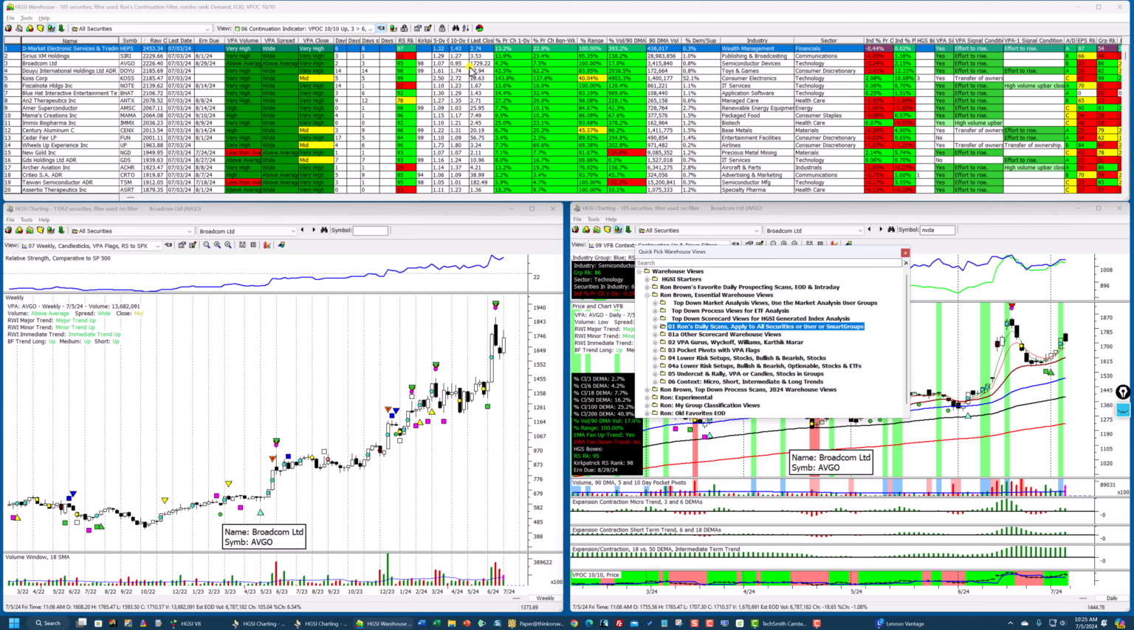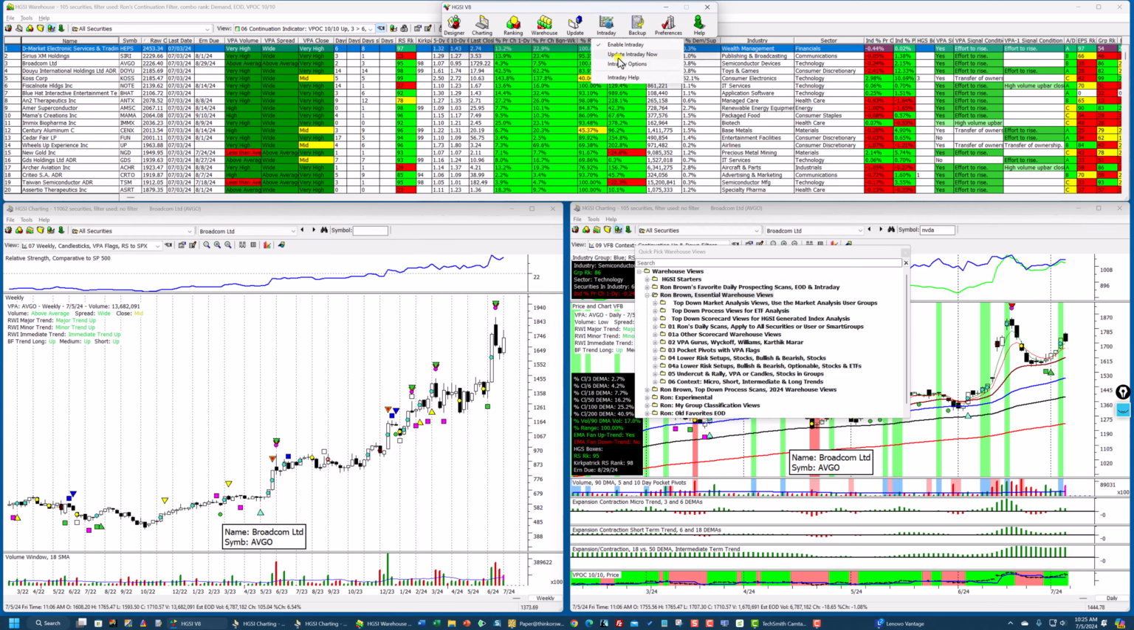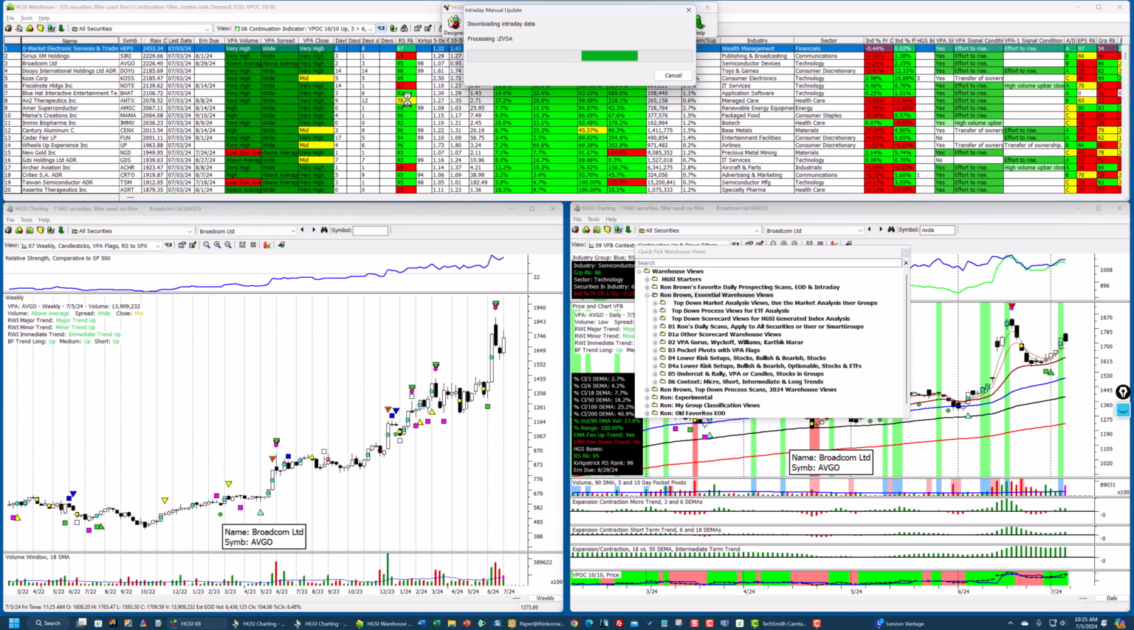Okay, what I'm going to do is go up to a folder which was already in here. The market is open. Let's do an update here. I'm going to update intraday now. Normally I would have this running in the background every 5 minutes, but when I do these videos it just slows me down too much, because the charts need to be redrawn.